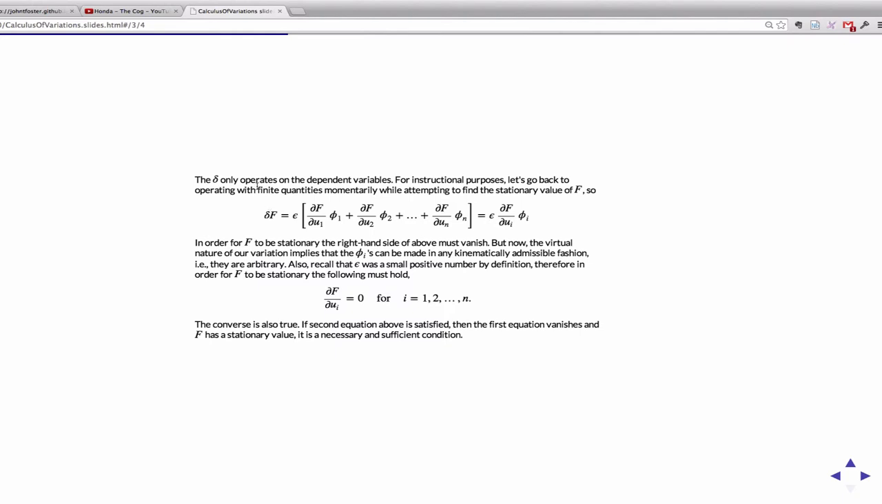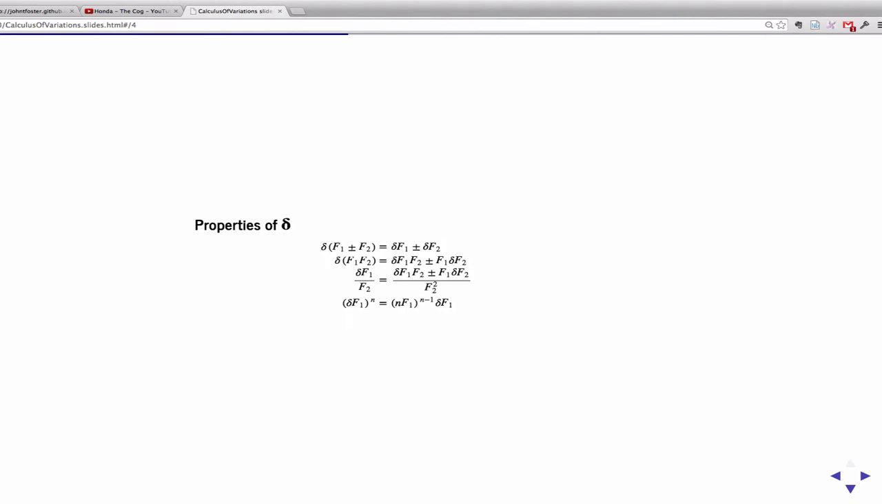I'm trying to go fast here because I want to get finished, but there's more information about what I mean. We say that these direction cosines are arbitrary. So in order for f to be stationary, the right-hand side must vanish. And if these direction cosines are arbitrary, meaning they could be anything, because of the way we defined them at the very beginning, then for f to have a stationary value, this statement must hold. So these are just some general notes on the calculus of variations.